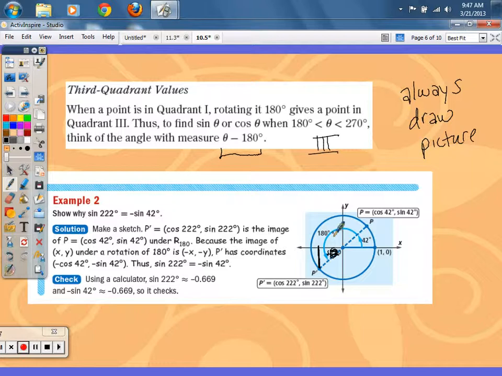So what they want to do is they want to show why this is true. Sine of 222 is the y value of a 42 degree angle here. It's going to be negative, and the reference angle is 42. Because that reference angle is 42, because when you take 222 and subtract 180, they will be the same. That negative in front is just saying it's going to be negative here because it's in quadrant 3. This guy's in quadrant 1.